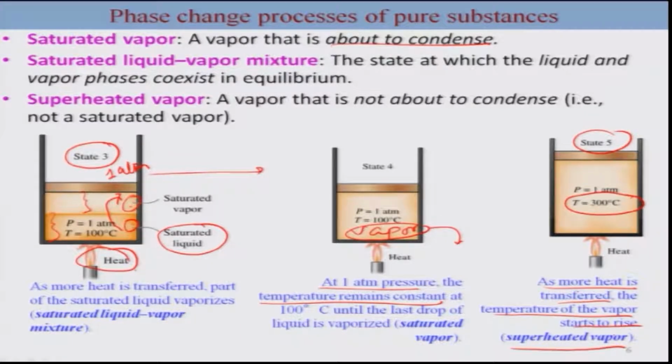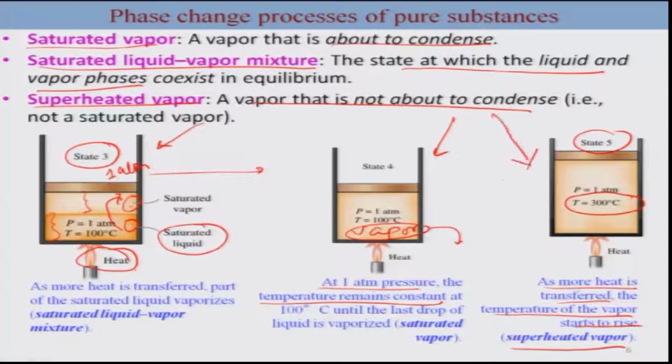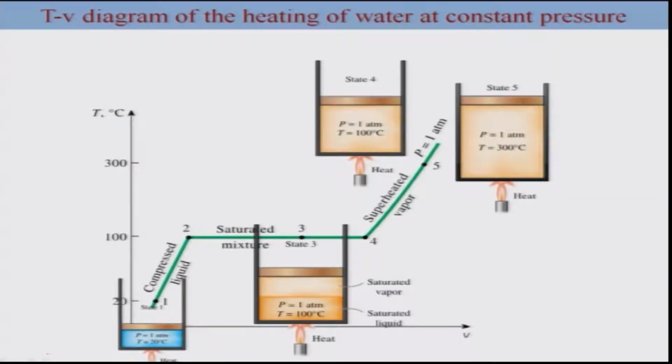So you have 3 states which we talked about. One is a saturated vapor, a vapor that is about to condense, which is state 4. Saturated liquid-vapor mixture, the state at which liquid and vapor coexist, which is of course state 3. And the superheated vapor, a vapor that is not about to condense, which is state 5. So we can plot this in a temperature-specific volume diagram.